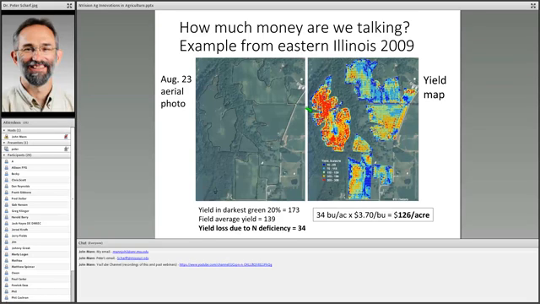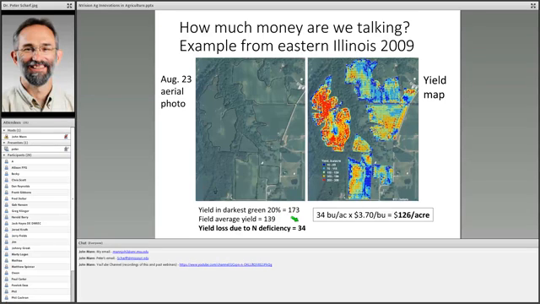The lightest part of the field in the aerial photo is the one that's farthest to the north, and if you look at the yield map, it's the one that has the most blue in it. And when we compared color to yield, we found that the darkest green corn was yielding 173, and the field average was 139. The light colored corn, of course, was much lower yielding. A lot of it was below 100.